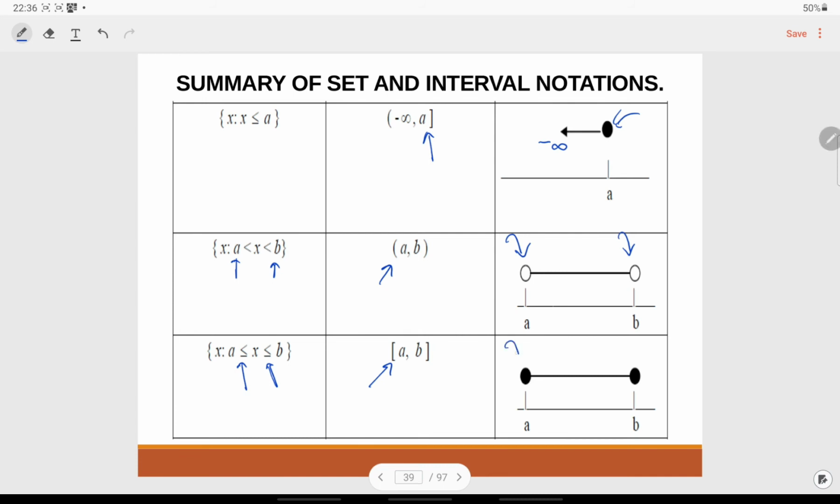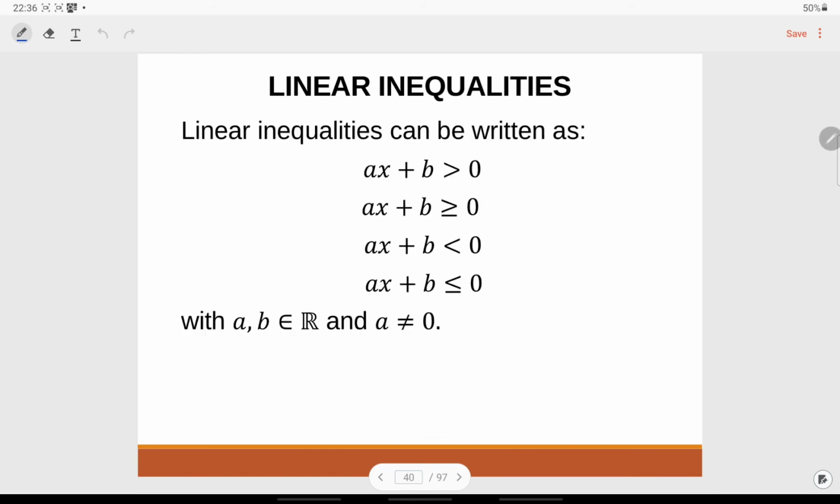So we need to use the black solid circle to indicate this is a closed interval from a to b.